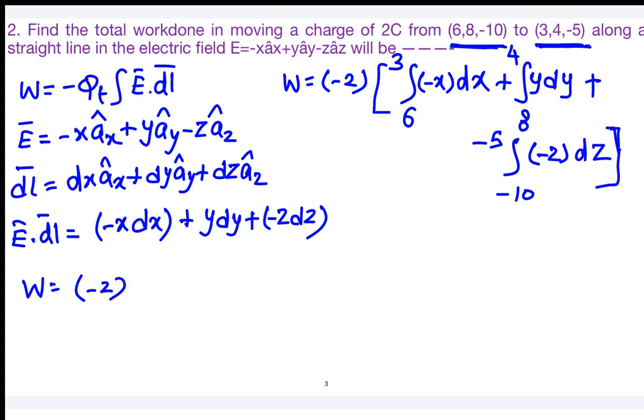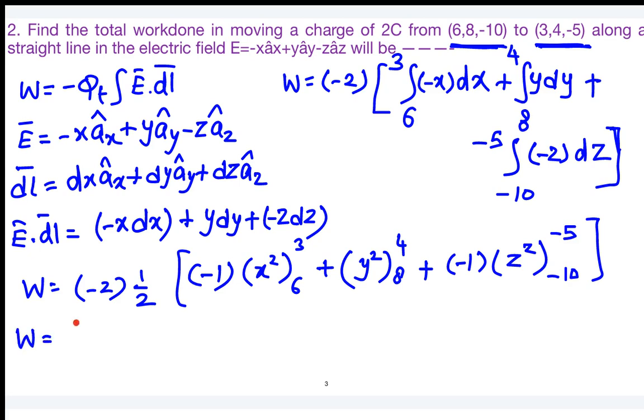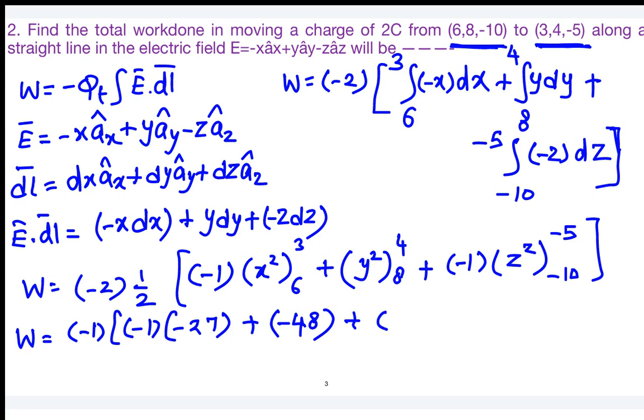Everywhere when you do the integration, there will be 1 by 2: x square by 2, y square by 2, z square by 2. So I was writing that 1 by 2 as common, and minus 1. And integration of x will be x square, right? So x square subjected to 6 to 3, plus y square subjected to 8 to 4, plus minus 1 into z square from minus 10 to minus 5. So the total work done will be minus 1 into, here 9 minus 36, you will get minus 27, plus 16 minus 64, which will be minus 48, plus minus 1 into 25 minus 100, which will be minus 75.